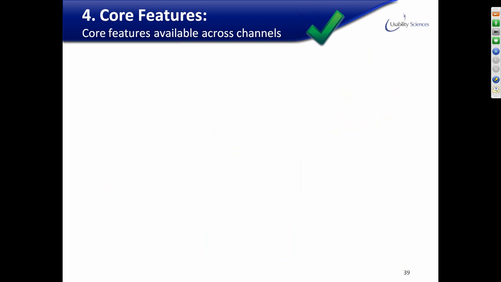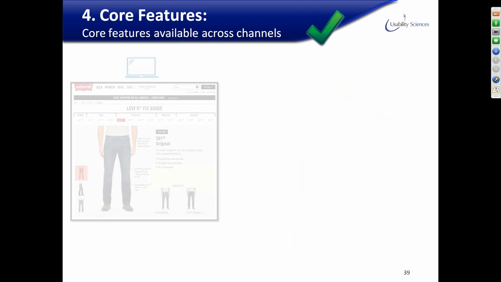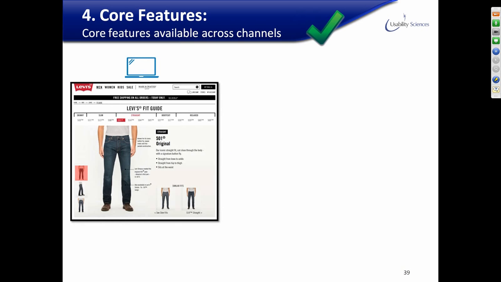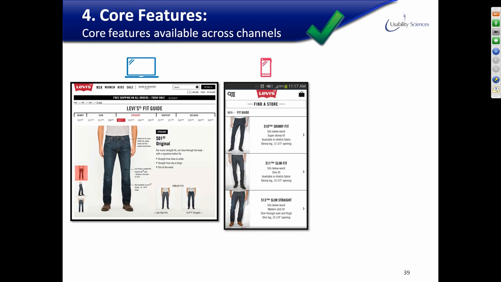Now let's take a look at a good example here of a company that has core features replicated across channels. This is Levi's.com, and in shopping for jeans, you may decide that you need some assistance with the fit or the sizing. And on the desktop site, they provide you with a fit guide, very handy, explaining the different cuts and sizing options there. If you visit the mobile site, you get the same thing here, a fit guide, all of which outlines the different product types and some of the key dimensions and measurements there.